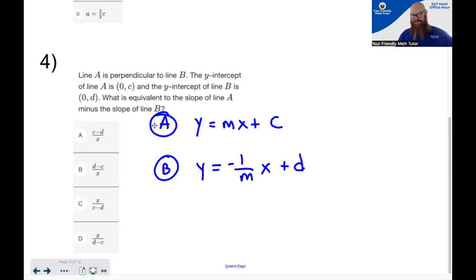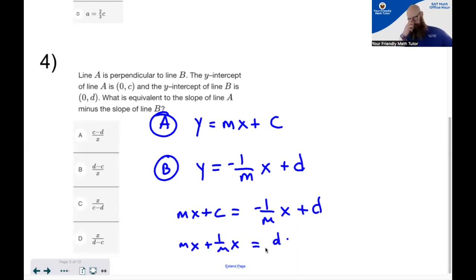All right, still doesn't really tell me a lot, but what I do know is that there are no y's in my answer. So I want to get rid of y. So I'm going to get rid of y by substituting. So I'm going to say mx plus c equals negative 1 over m x plus d. Okay, still a little strange, but I got a lot of C minus D's and D minus C's in my answers. So let's get the C's and D's on one side. So with mx, I'm going to add this 1 over m x to this side, and I'm going to subtract c to this side. So I'm going to get d minus c.